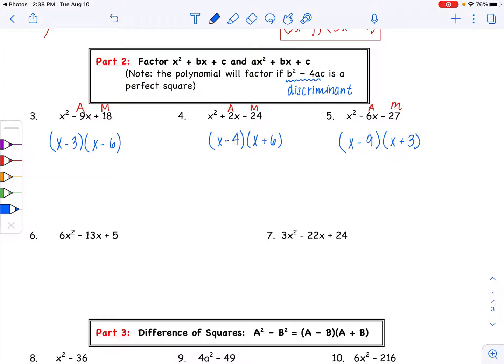For number 6, when you have a value of a, so let's make this specific. These are all 1s in front, right? A value is 1. Well, in this case, the a value is 6. So I can't just look at what adds and multiplies. I have to do what's called split the middle.